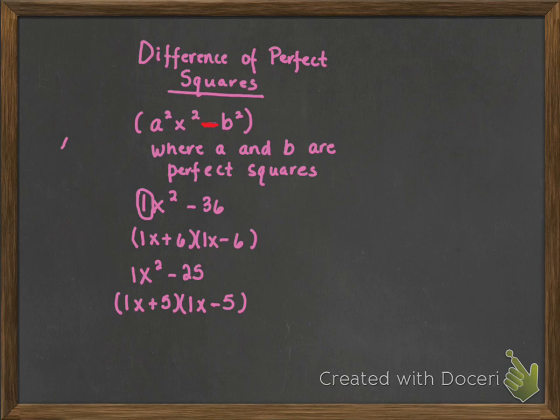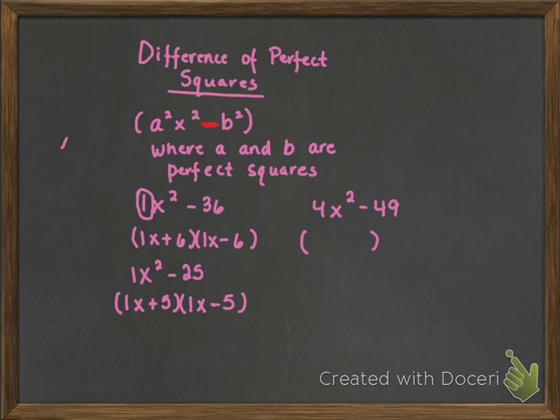Then we get to something a little bit more involved, where we put a number, a, in front of the x squared. Okay, so 4x squared minus 49. What we have to look for is that this a value is a perfect square. 49 is a perfect square, and the minus in between then tells us that that is the difference of perfect squares. So I will factor this.